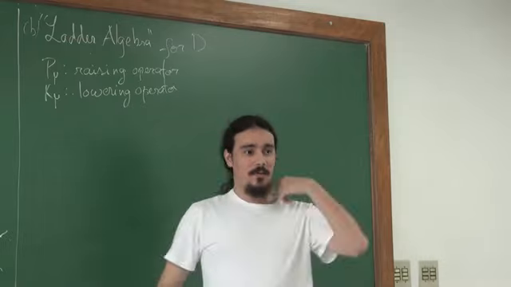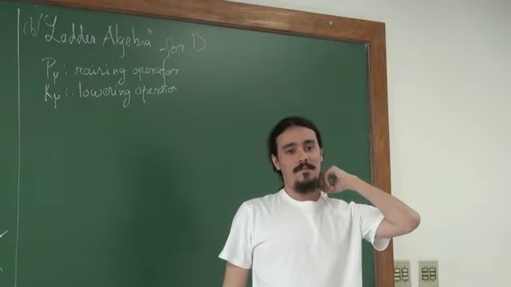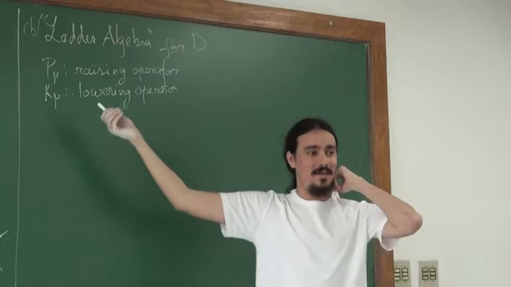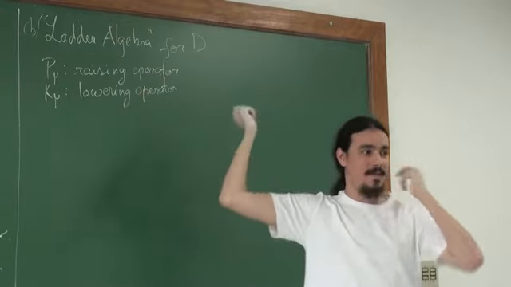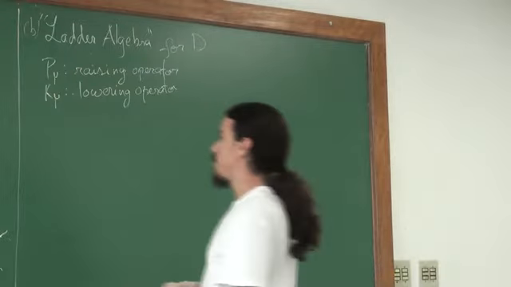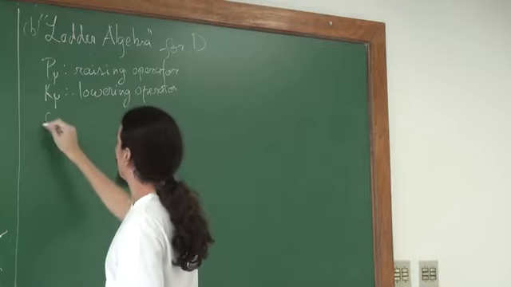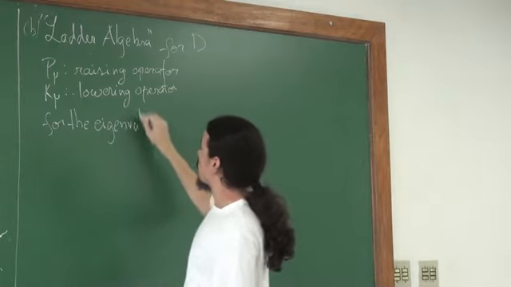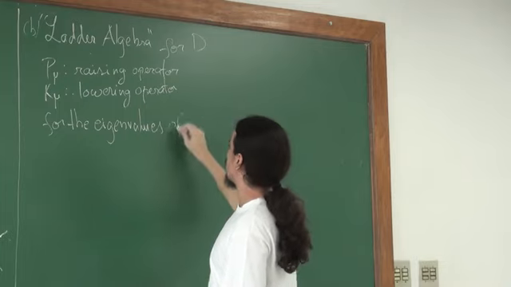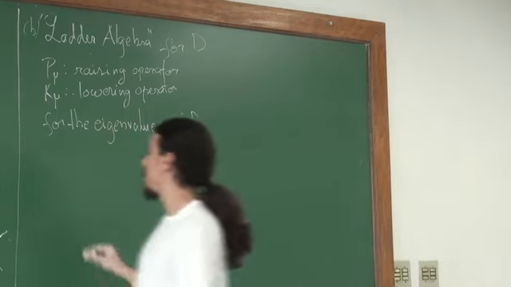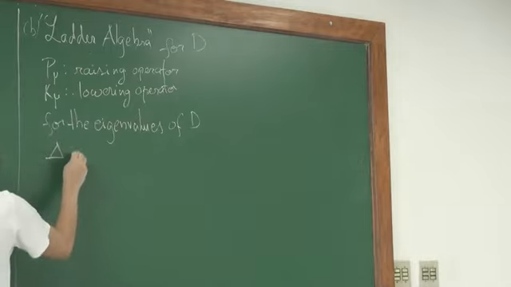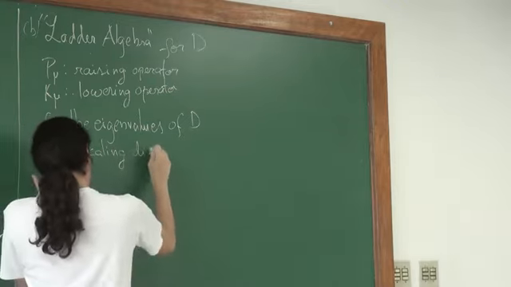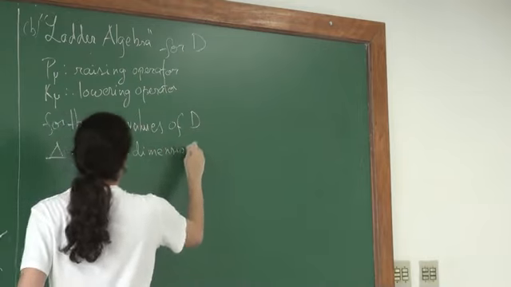What are they raising or lowering? Anyone want to take a guess? They are raising and lowering the eigenvalues of the scaling generator D, right? So what are the eigenvalues of D? We should call them delta, and this is just the scaling dimension of the state or field.